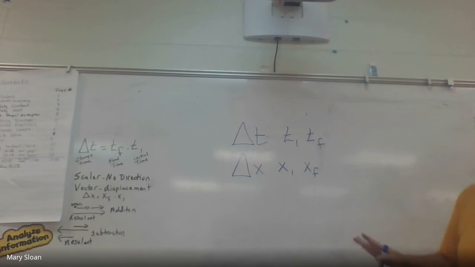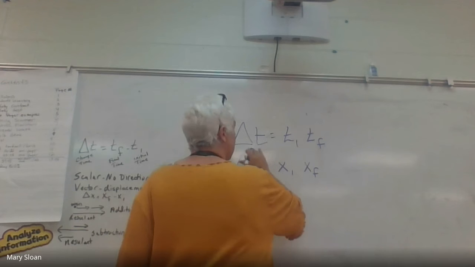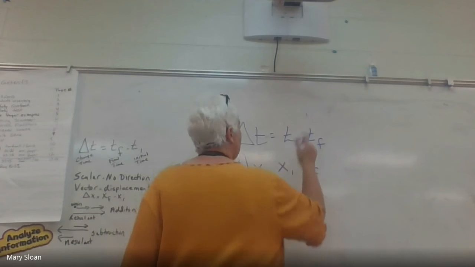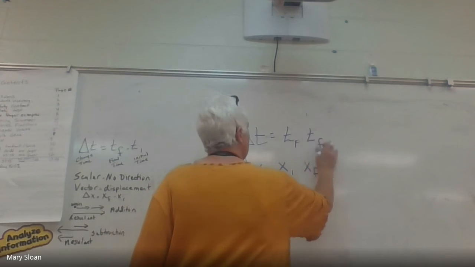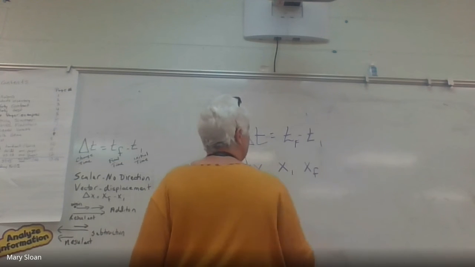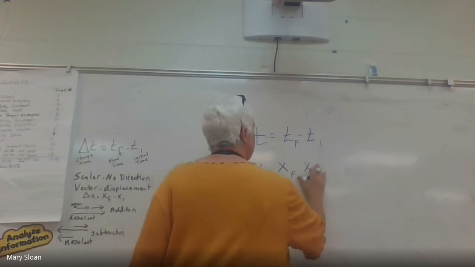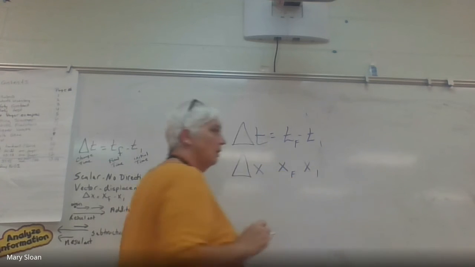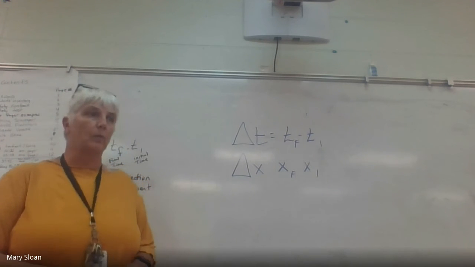Okay? So to be able to find this, you're going to take change in T. That means the difference in time. You're going to take your final and minus your initial, right? For your change in position, you're going to take your final and minus your initial. Does that make sense? Are you crystal clear with it?